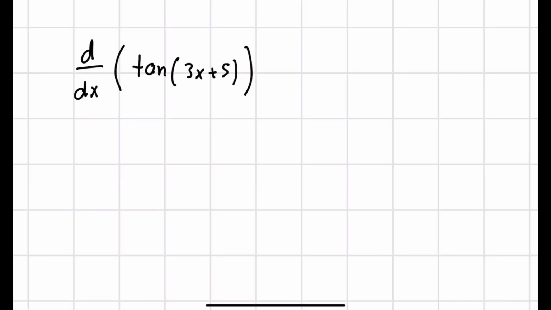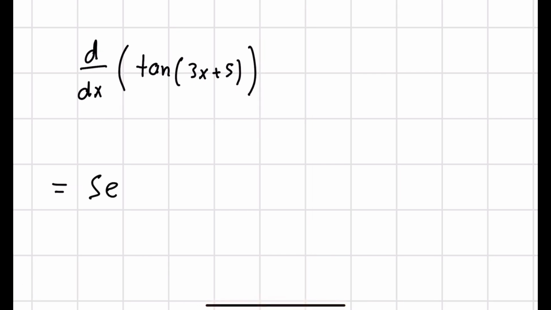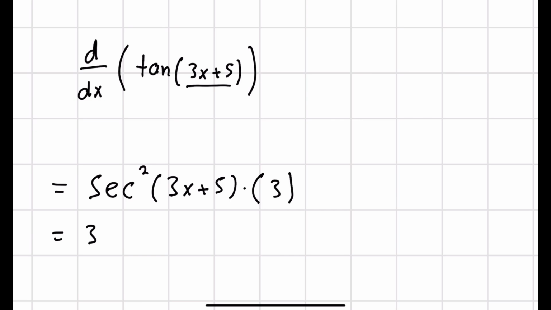In our first example, we have the derivative of tan 3x plus 5. So the derivative is secant 3x plus 5 squared times the derivative of 3x plus 5. So the derivative of 3x is 3, and the derivative of 5 is 0. So that gives us 3, and we can rearrange this as 3 times secant 3x plus 5 squared. And here is our final answer.